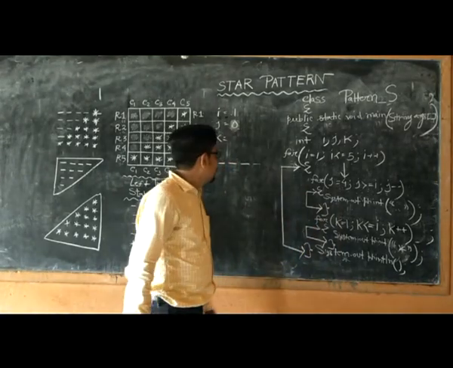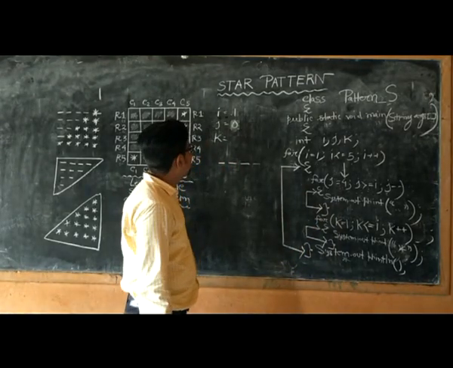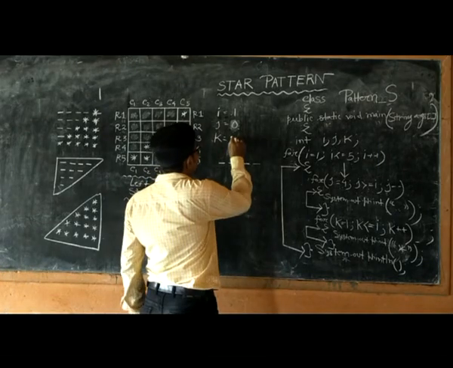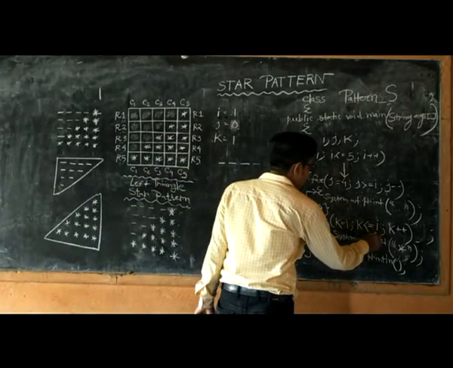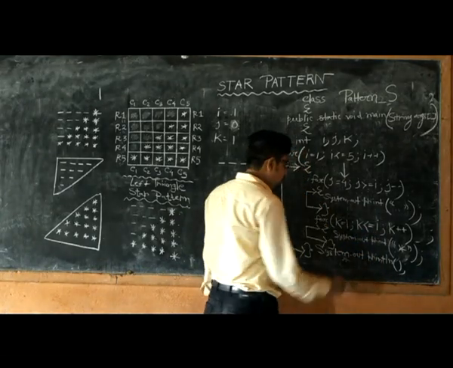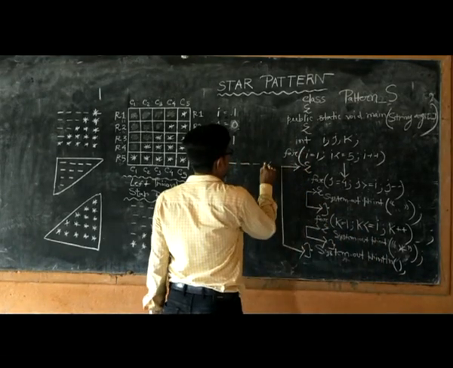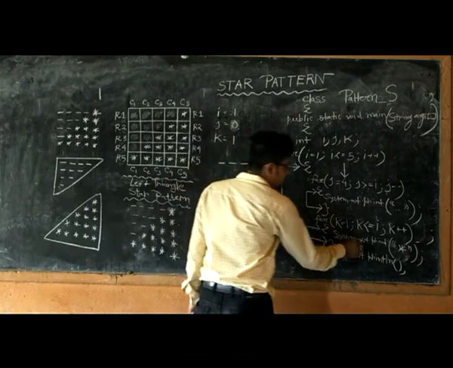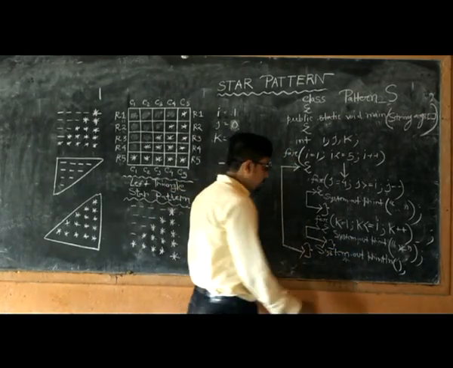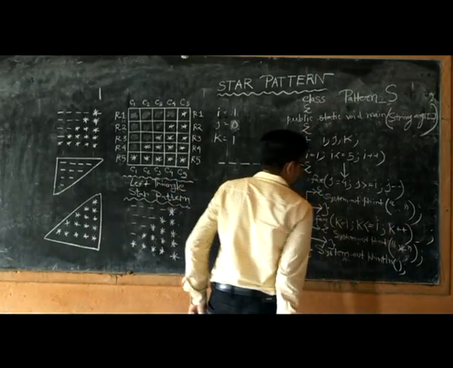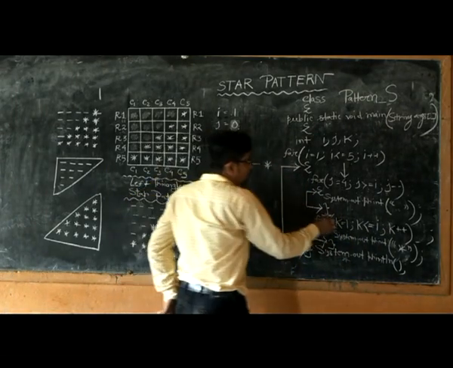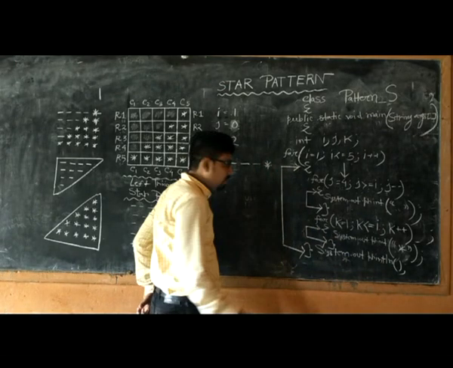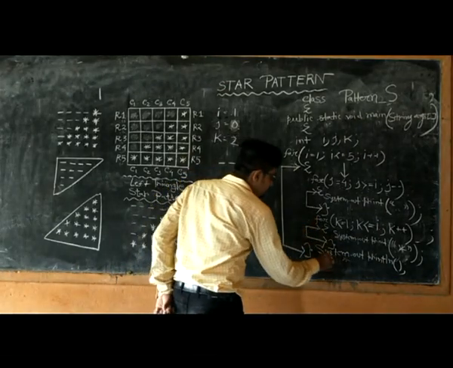Students, now k starts from 1 and i value is 1. So 1 <= 1, condition true, definitely true. It will print one star, only one star. Now k++, k value is becoming 2. 2 <= 1, condition false. It will come out of this loop and come here.